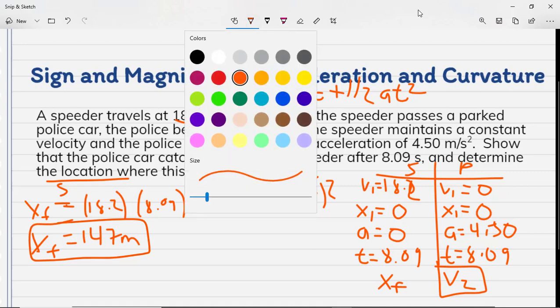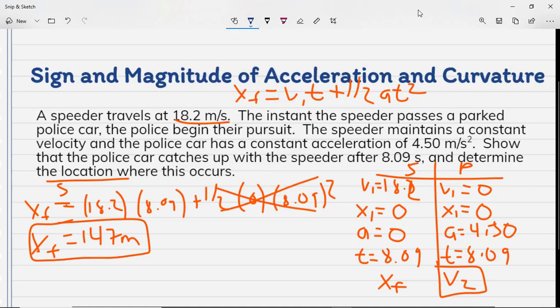Let's check and make sure that the policeman did the same. So x final. His initial velocity is 0, times 8.09 seconds, plus 1/2 his acceleration, 4.50.